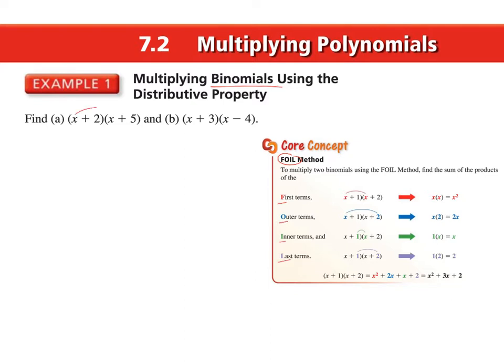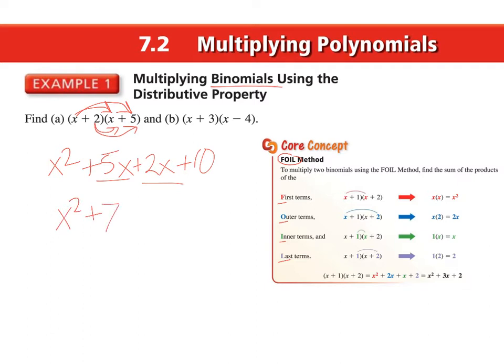So you multiply the first terms, which gives you x squared. You multiply the outer terms, which gives you 5x. Then you multiply the inner terms, which gives you 2x. Then you multiply the last terms, which gives you 10. Then you just simplify by combining like terms. We have x squared plus 7x plus 10. Done. Let's do the same thing for part B.